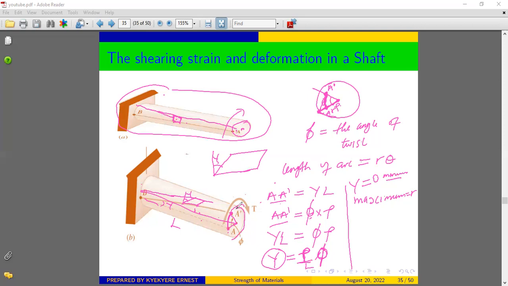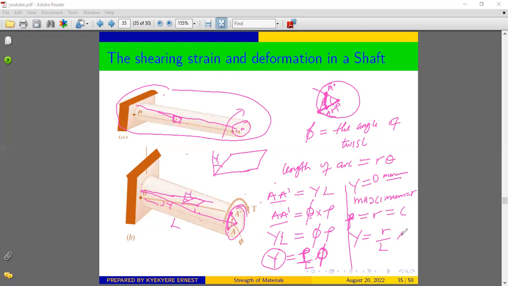So we can say that when rho is equal to the radius, in some books they use C for the radius, which is also equal to C. So when you see me using C, it's the same thing. They use C instead of radius. So when rho is equal to the radius, that is where we have the maximum shear strain. And it will be equal to R over L, which is the radius times the angle of twist.